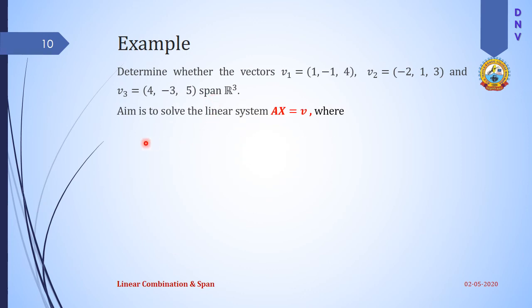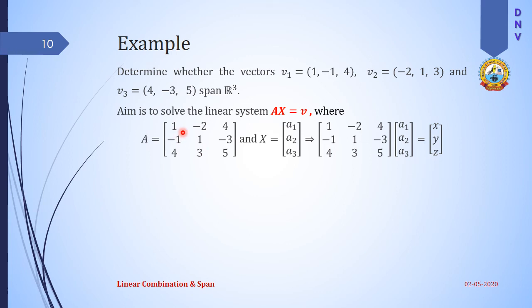So the aim is to solve the linear system of equations, because in the previous slide we had considered the matrix equation Ax equal to b, and in this particular example we have taken Ax equal to v, where v is a vector from R cube. So A is the matrix of columns v1, v2 and v3. v1, 1, negative 1, 4, is taken as the first column, negative 2, 1, 3 as the second column, and 4, negative 3, 5 as the third column.